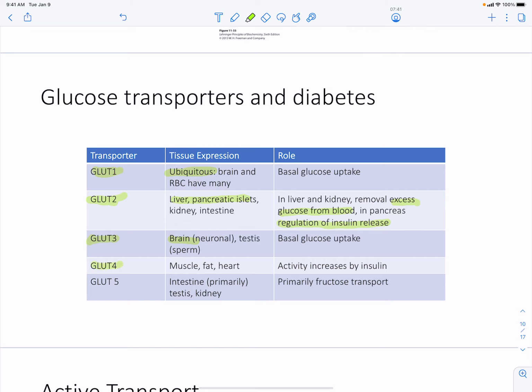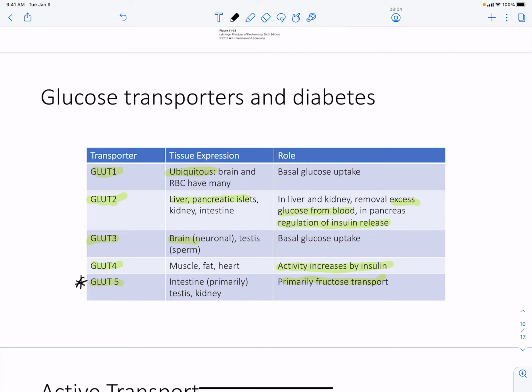GLUT4 is important because this is going to be activated by insulin. So this is going to be the major GLUT transporter that removes glucose right after a meal. And then GLUT5 is our fructose transporter. So that's important to note. GLUT5 has a higher affinity for fructose.